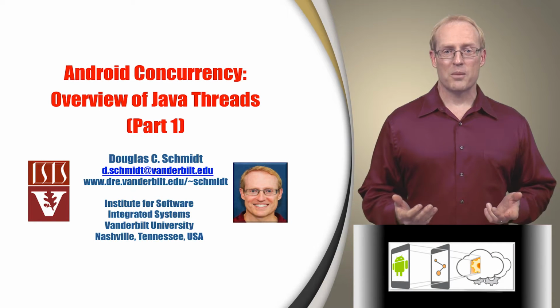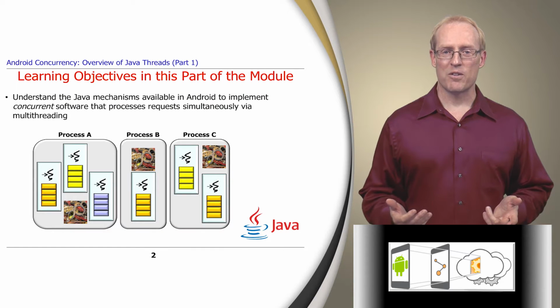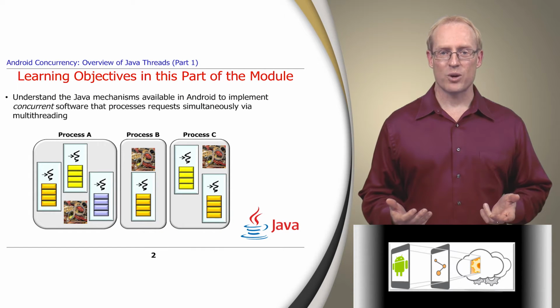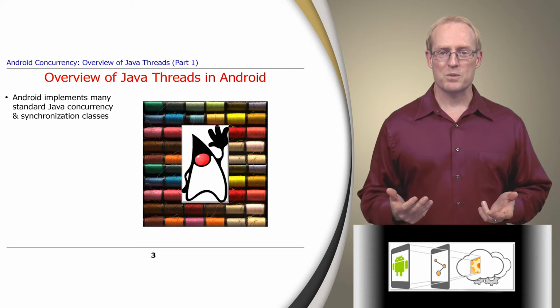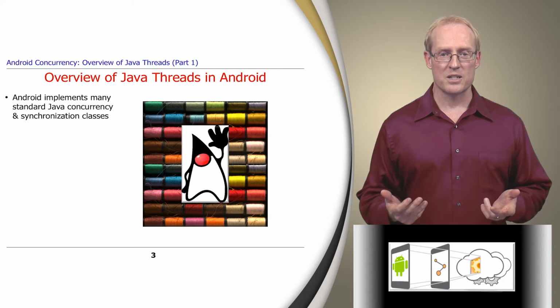Welcome to the first part of the module on Java concurrency mechanisms. In this part, we present an overview of the Java mechanisms available in Android to implement concurrent software via multi-threading. Android supports many standard Java concurrency and synchronization mechanisms. We cover Java threads in the first several parts of this module, and then cover the core Java synchronization mechanisms in the later parts. If you're already familiar with Java threading, you can skim through this video or skip it altogether.